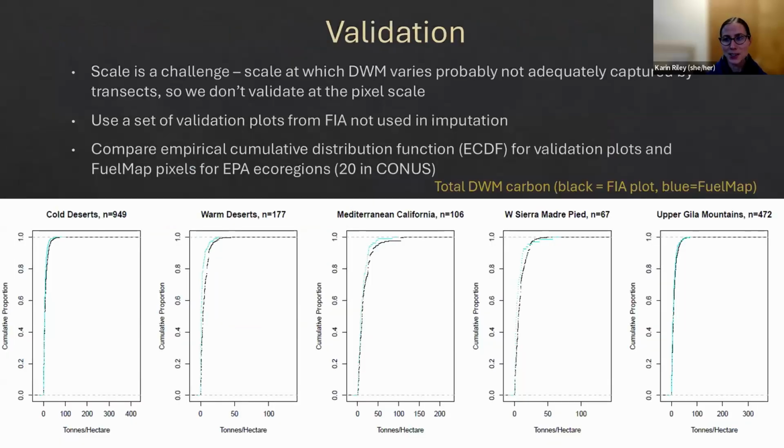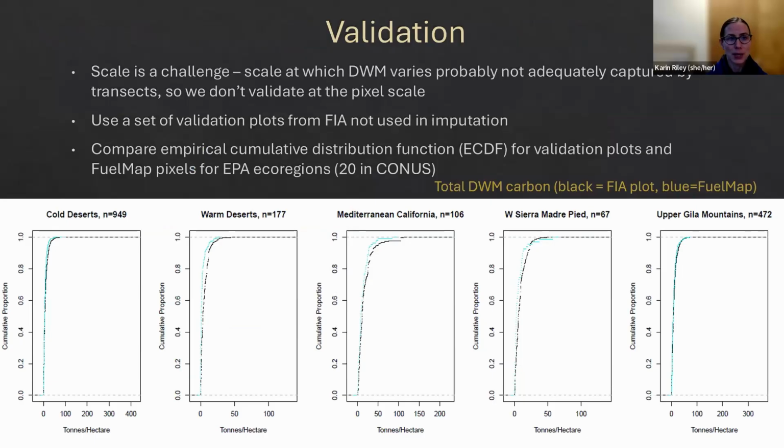So for validation, this is a bit of a challenge. The scale at which DWM varies is probably not adequately captured by the transects in the model. And so if you envision here, for example, if you had one big tree fall down on your plot, if it fell across the transect, that's going to give you a really big loading of coarse woody debris. If it fell down next to the transect, you're going to be seeing a much different number.